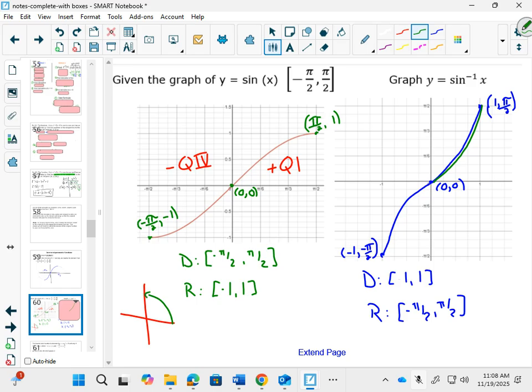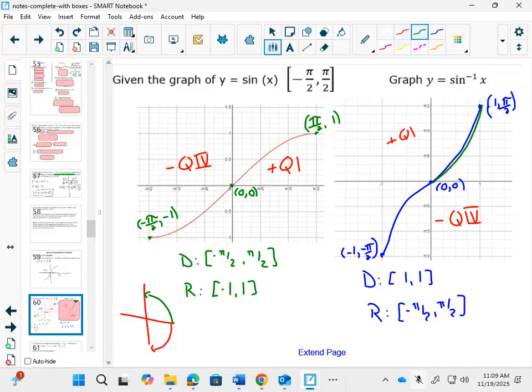Here's 0 to pi over 2. Here is 0 to negative pi over 2 on your pi plate. 0 to pi over 2 is positive angles in quadrant 1, but 0 to negative pi over 2 would be negative angles in quadrant 4. And so when you do your sine inverse function, the answers are always going to be angles that are positive in quadrant 1 or negative in quadrant 4. Because your y values go from 0 to pi over 2, those are positive angles in quadrant 1, and 0 to negative pi over 2 are negative angles in quadrant 4.